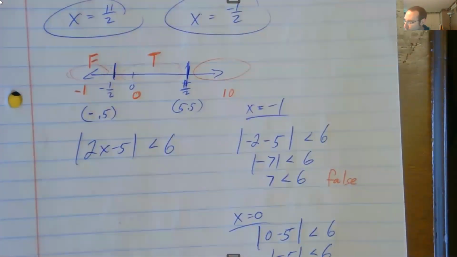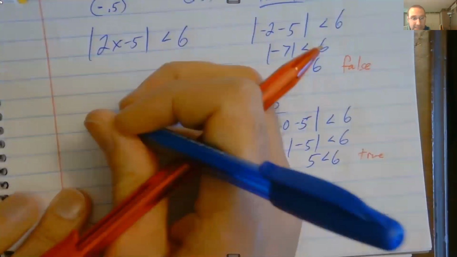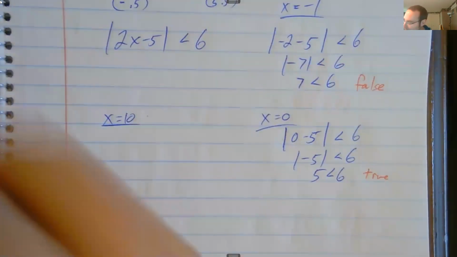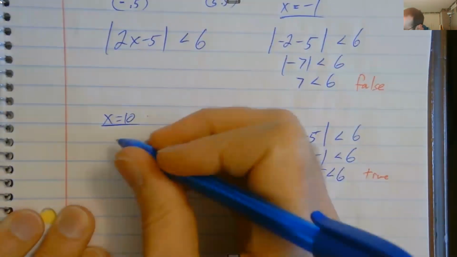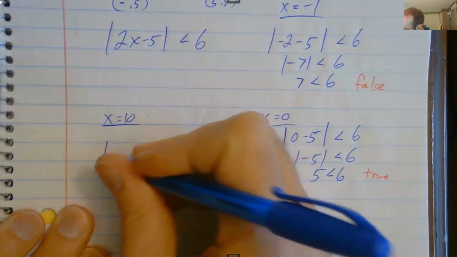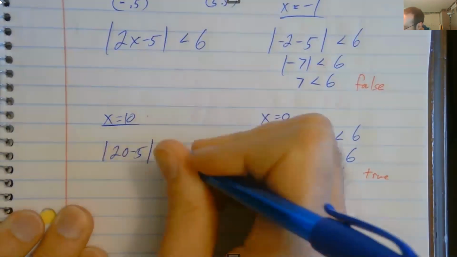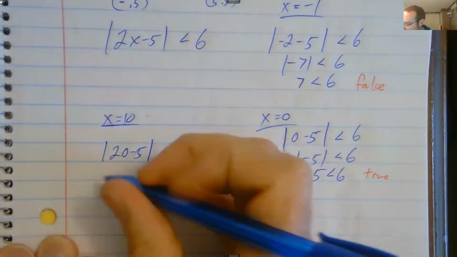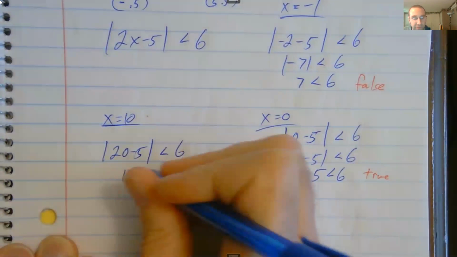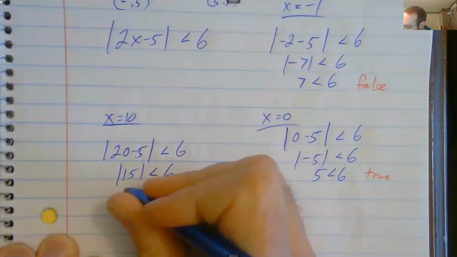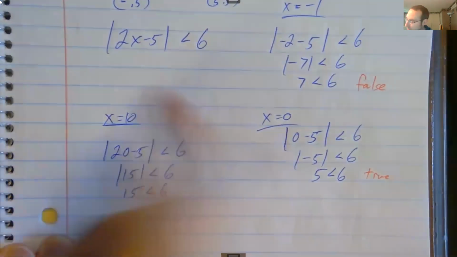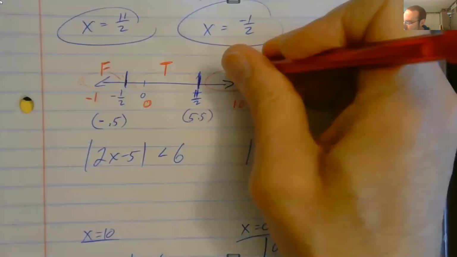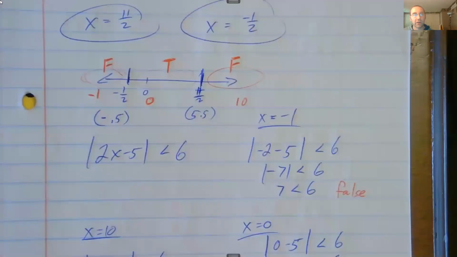All right, let's just check one more thing here. We're going to check x equals 10. So if I let x equal 10, then I'm looking at the absolute value of 20 minus 5. Is that less than 6? It's 20 because it was 2 times 10. 20 minus 5, that's 15. The absolute value of 15 is still 15, and is 15 less than 6? Nope, that is not true. That is false. And so we find that regions beyond the 5.5 are false.